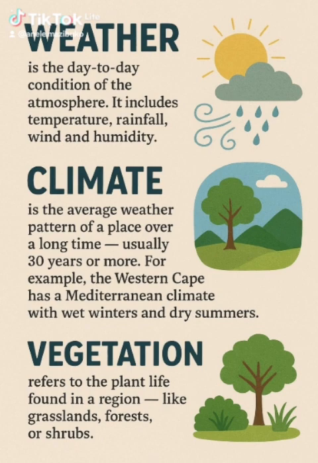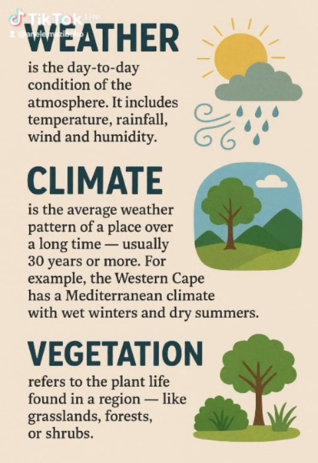And then we have climate. Climate is the average weather patterns of an area over a long period of time, usually 30 years or more. For example, the Western Cape has a Mediterranean climate with wet winters and dry summers.